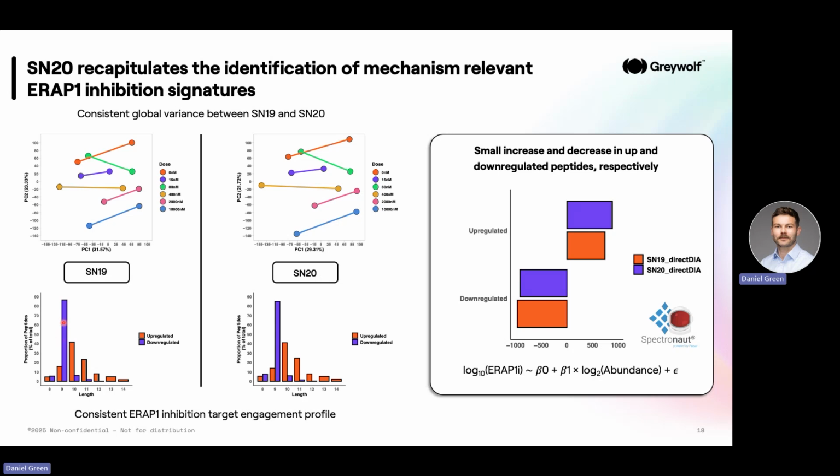So those peptides that decrease in copy number when you expose the cells to the drug are generally those 9-mers, and those peptides that increase in copy number when you expose the cells to the drug are generally those longer peptides. So these 10, 11, 12, 13, and 14-mers. And again, nice to see that when you take that significant set of peptides from the Spectronaut 20 search, we can recapitulate that biological signature that we know is a biomarker of target engagement for ERAP1.